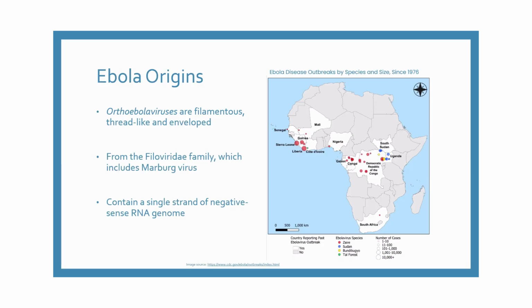Orthoebolavirus, named for the Ebola River in Africa, where it was first discovered in 1976, is a highly infectious pathogen known for causing severe hemorrhagic fever in humans and primates, and it's fatal in up to 90% of cases. Ebola belongs to the Filoviridae family, a group of viruses characterized by their filamentous, thread-like shape.